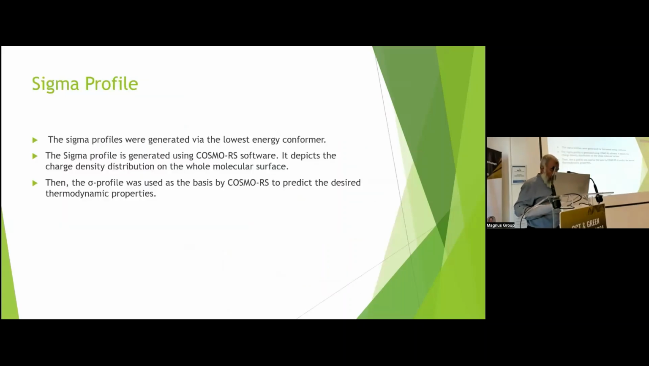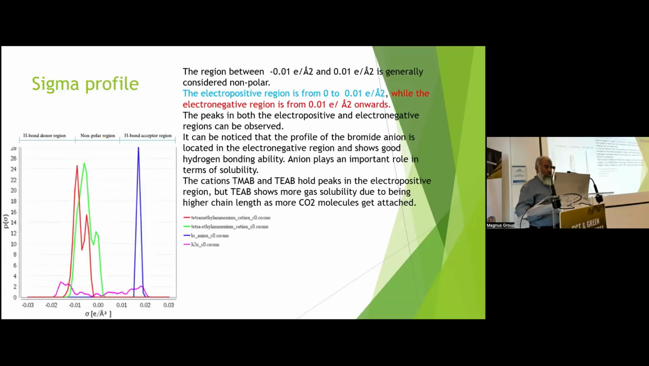Sigma profile. Sigma profile was generated via the lowest energy conformer. The Sigma profile is generated using this software, and it depicts the charge density and distribution of the whole molecular surface. So it has the analysis of the molecular surface. Then the Sigma profile was used as the basis for this program to predict the desired thermodynamic properties such as the Henry's law constant and activity coefficient.